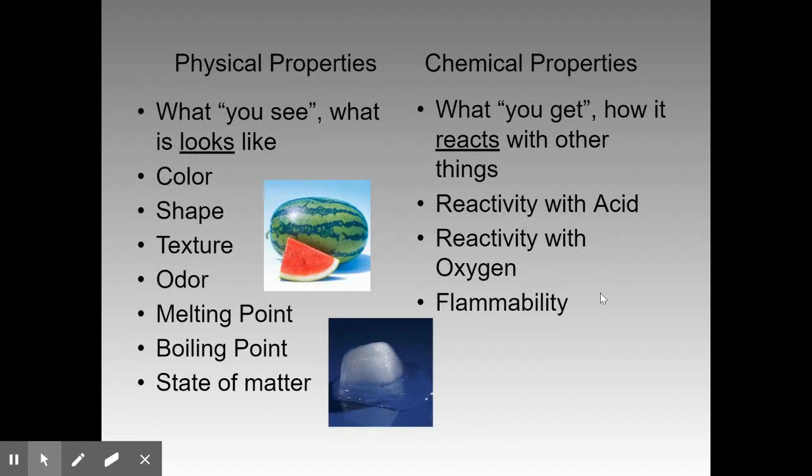So, physical properties are things that we can see, such as color, shape, texture, odor, also things like melting point or boiling point, and also states of matter, like solid to liquid, liquid to gas. Chemical properties are going to be what you would get after it reacts with something. The key word there is reacts. Anytime you have a reaction, it's generally creating something new. So things are going to react with acid, things will react with oxygen, and things will react with flame.